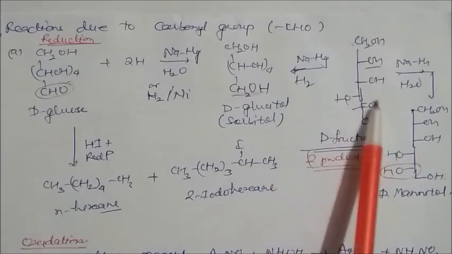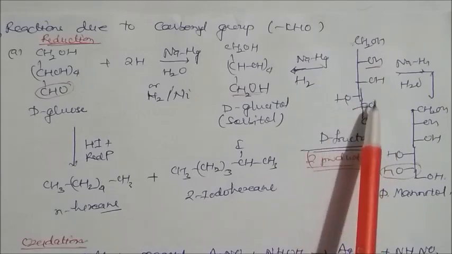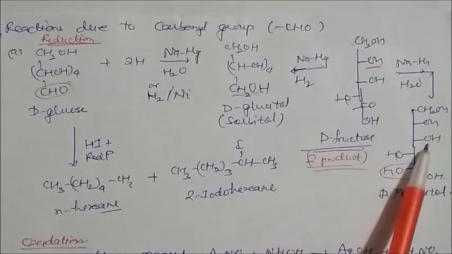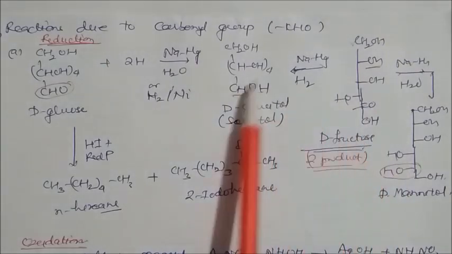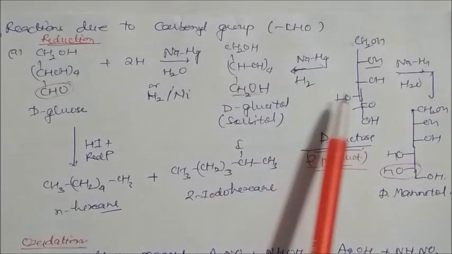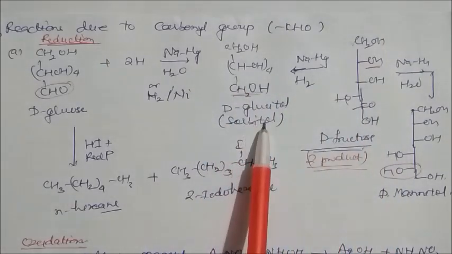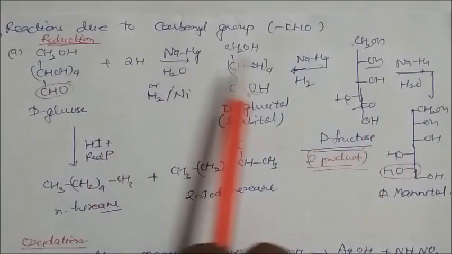So this is again converted, into this type or this type. So there is a configuration at the second carbon. Due to the second carbon, we are getting two products in the case of fructose, one is sorbitol and the other mannitol, while glucose gives only one product.